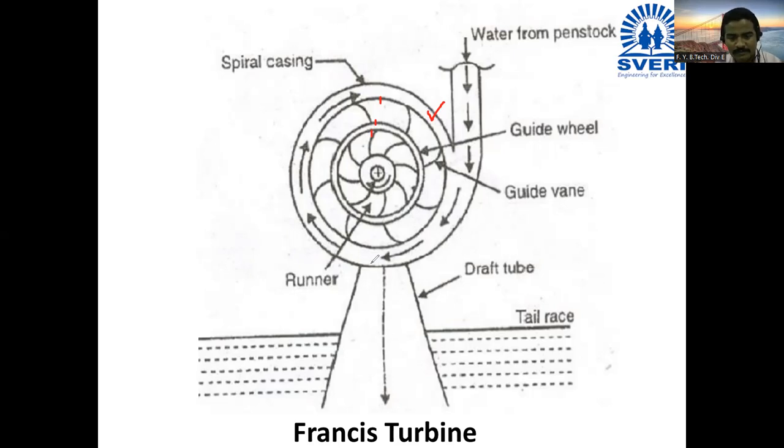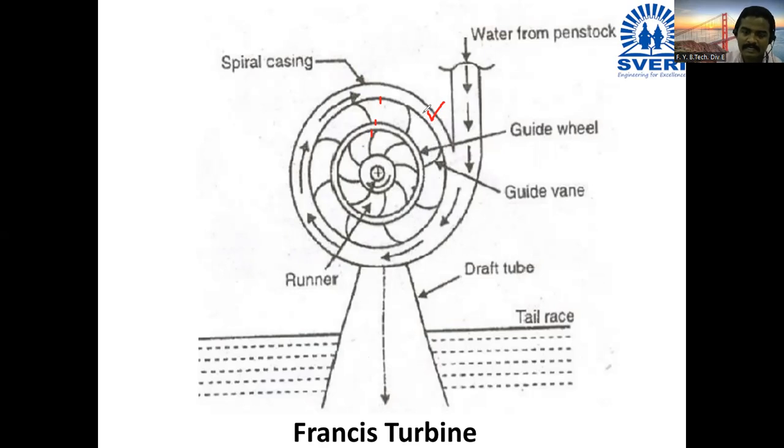Okay, so at the bottom side, the runner is provided. At the bottom side, draft tube is used. Whatever water strikes over this runner, it comes to the tail race through the draft tube. Okay. Now, if you see the construction, these flow passages. So what are the guide vanes? They direct the water toward the runner side. So it is acting as flow passages.